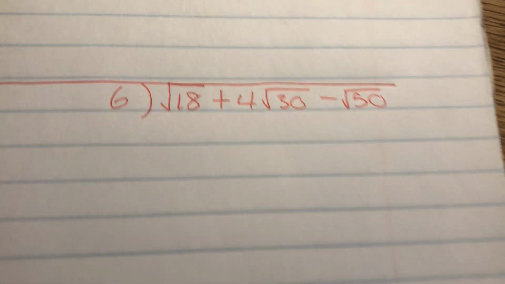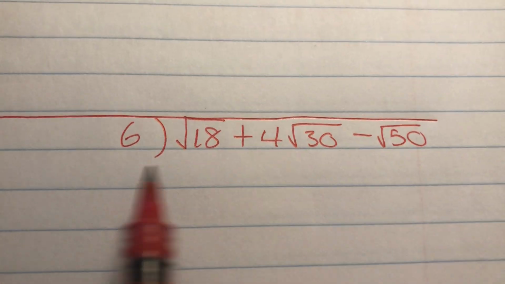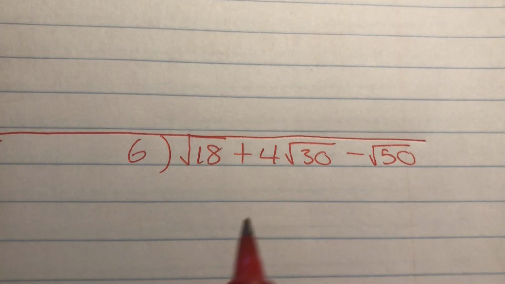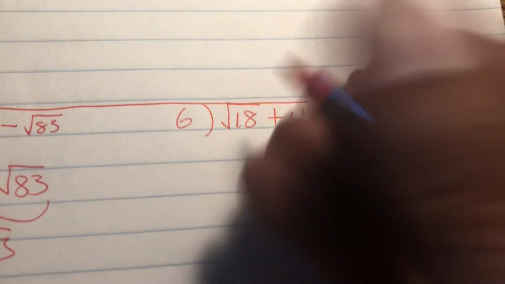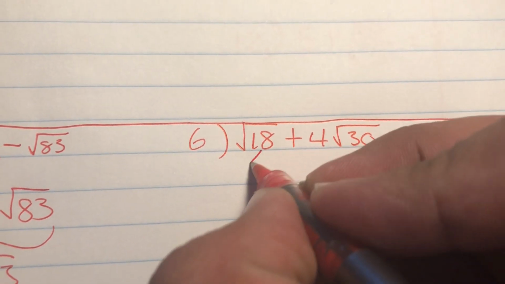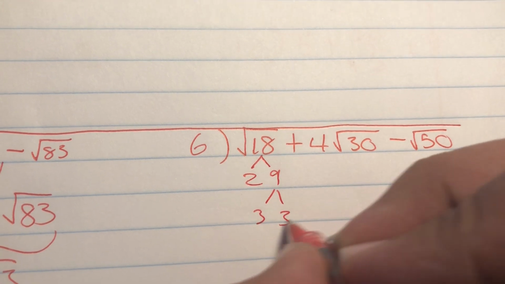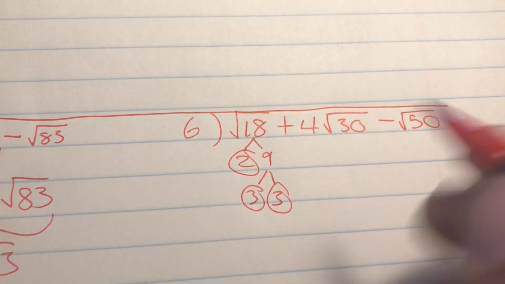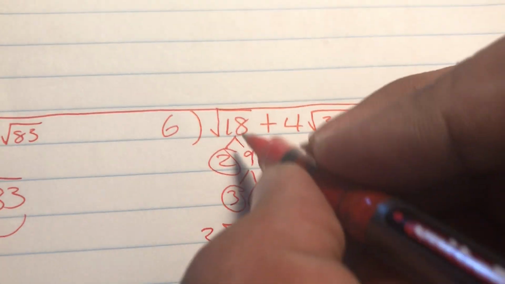Now this one. Okay, we're looking here. Right now it looks like they can't combine like terms. You can't combine it, but you don't know that for sure until you simplify them. These are not simplified, so let's simplify them. This is going to become 2, 9, 3, 3. So this is going to become 3 square root of 2. Okay, so this one's done.